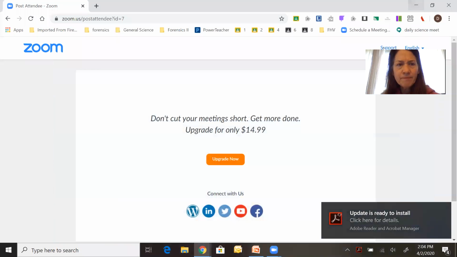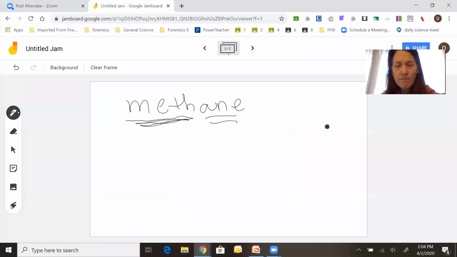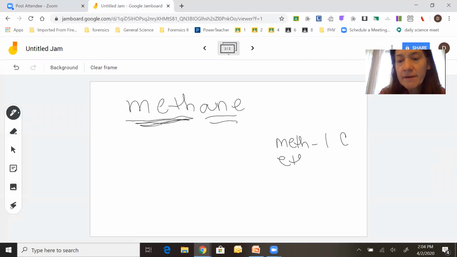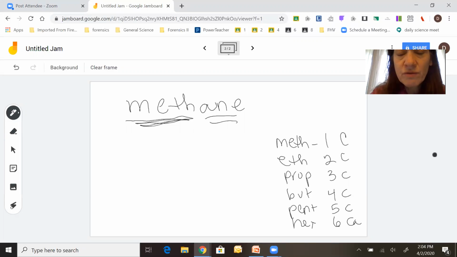But let's go back to this Jamboard. So meth, as you saw, let's put this right here. Meth means it has 1 carbon. Eth, 2 carbons. Prop, 3 carbons. C stands for carbons. But, 4 carbons. Pent, 5 carbons. Hex, 6 carbons. So we'll just worry about those right now. So methane, ane means it's single bonded. Meth means that there's 1 carbon.